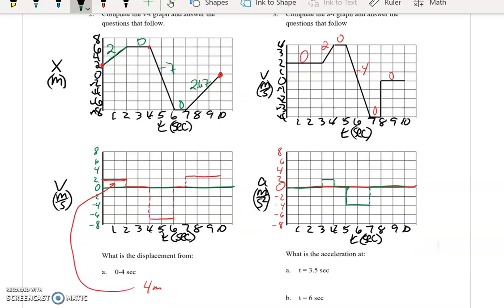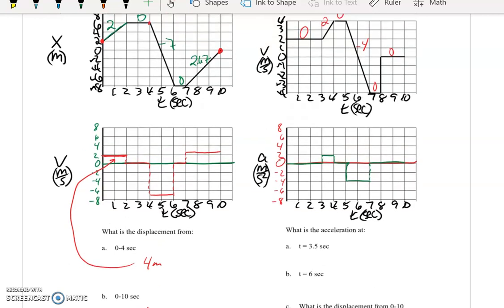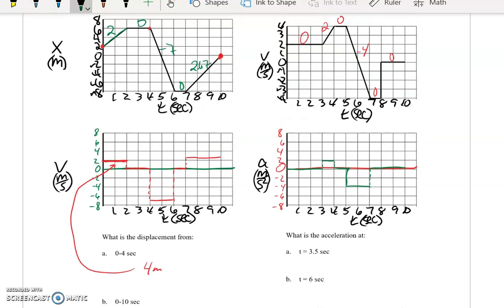For the accelerations at these different times, we're just looking for the slopes. So at 3.5 seconds, our slope of our line was 2. So 2 meters per second squared. And at 6 seconds, same thing, our slope was -4.